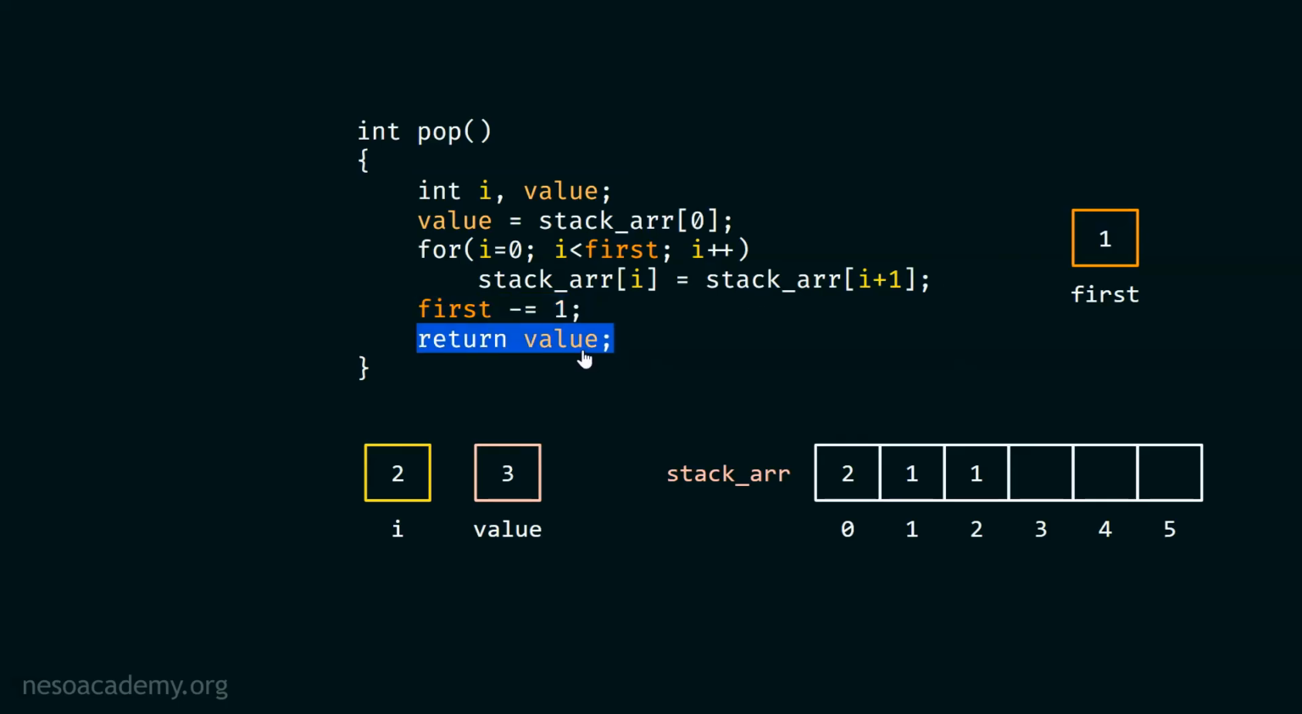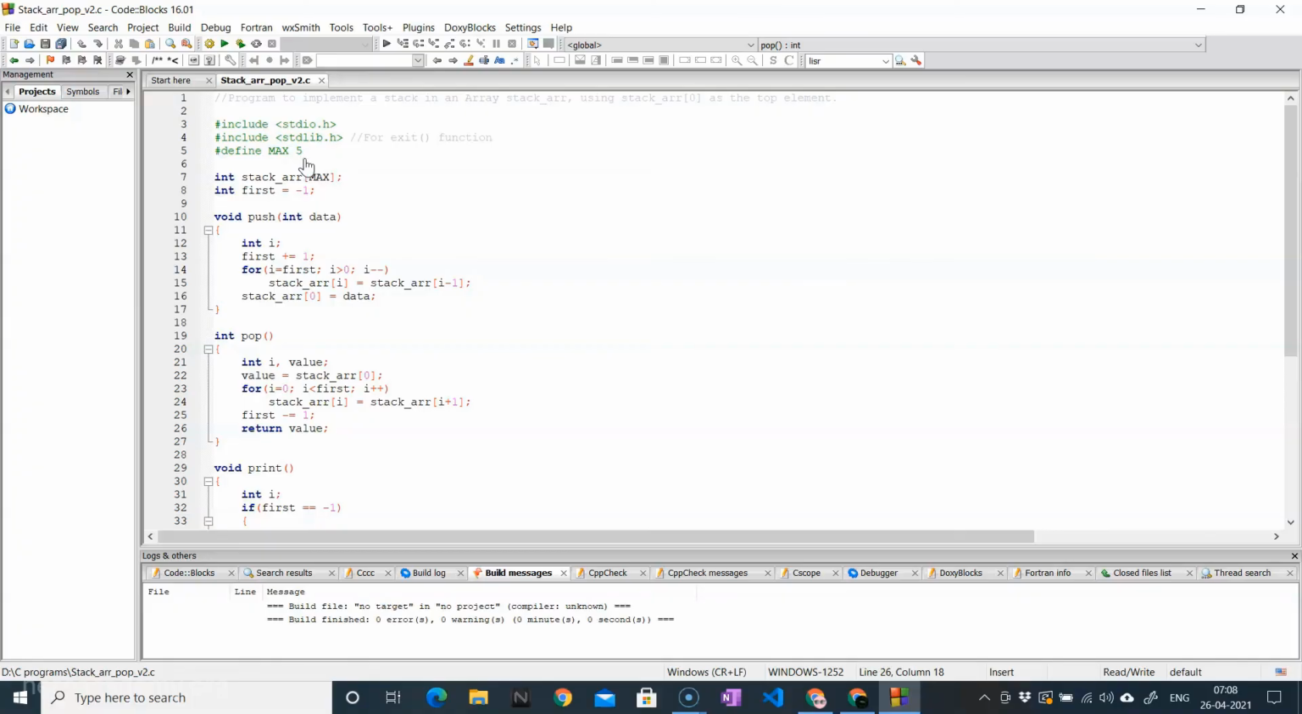I hope this idea is completely clear to you. We have performed all the steps. We have shifted the elements towards left and we have also decremented the value of first by 1. We have done all the procedures, isn't that so? Now, I will show the complete code in code blocks. Here is the complete code.